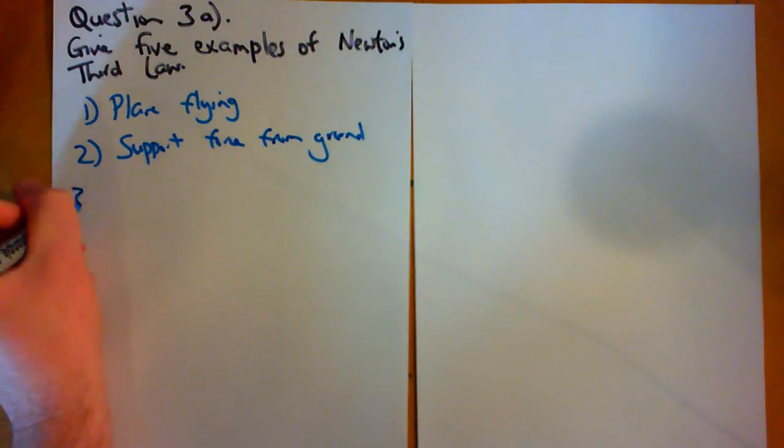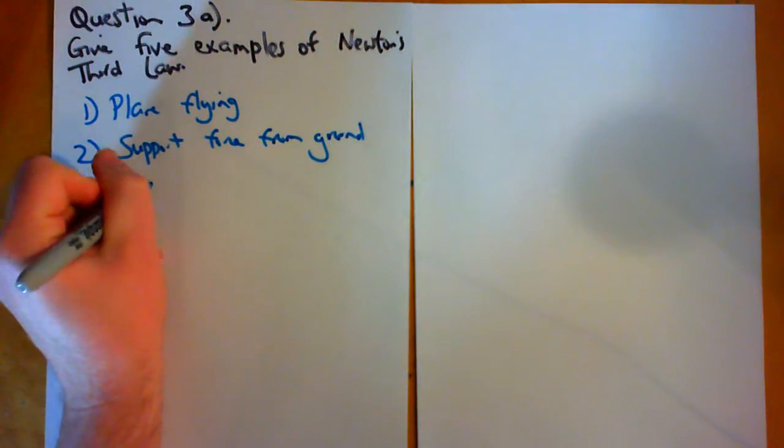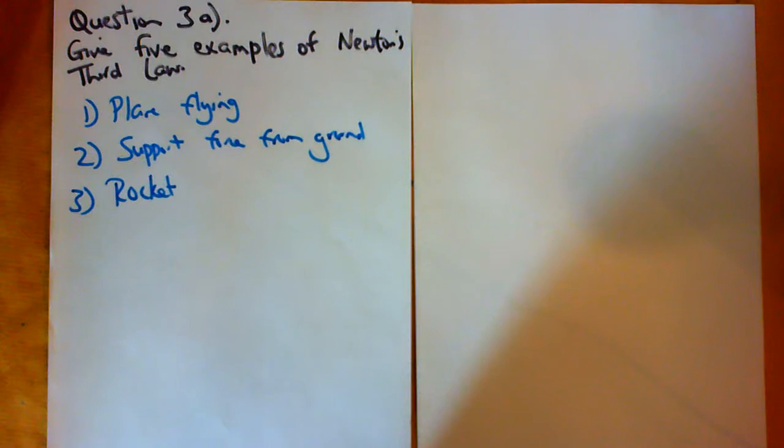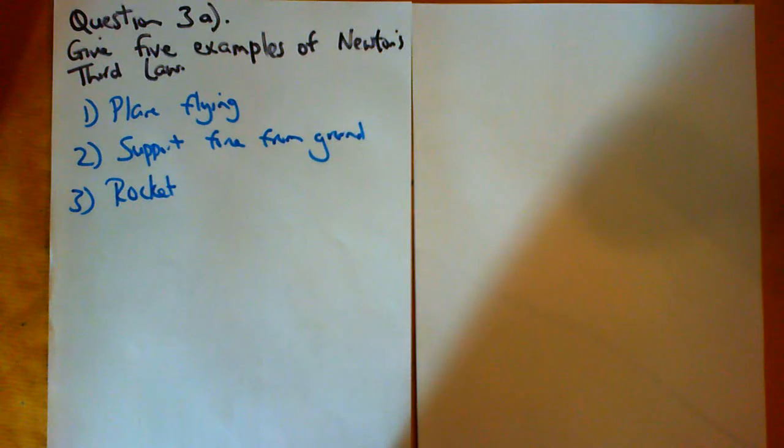Now, what about a rocket? What happens in a rocket? So a rocket pushes its exhaust gases backwards, and therefore the exhaust gases push the rocket forward.